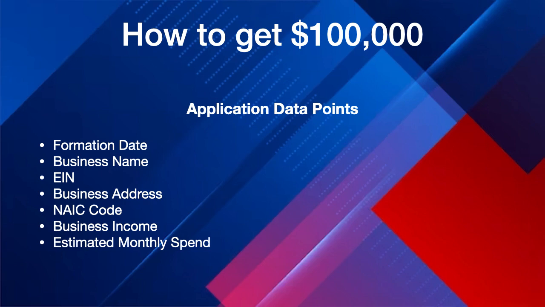And then estimated monthly spend. If you're estimated to only be spending a couple hundred dollars a month or a couple thousand dollars a month, that is going to be reflected in the limit they're going to give you. So if you're expecting to be making a lot of money, you expect to be spending a lot of money on marketing, materials, sales processes, products, different things like that. All that needs to be ballparked into that monthly spend, because they're going to take that into account when it comes down to approving you.